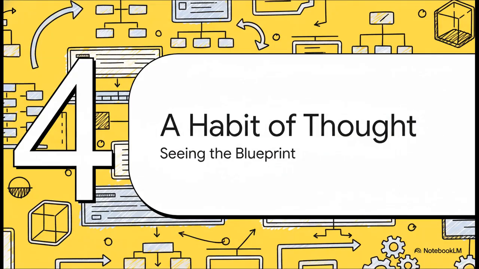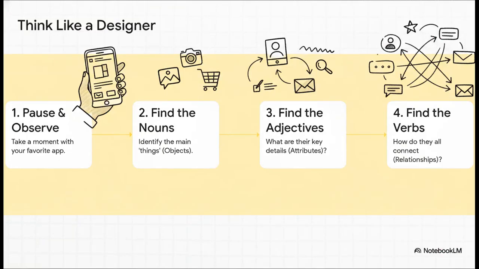You know, the really wonderful thing about understanding this is that it gives you a whole new way of seeing the digital world. This isn't about learning to code. It's about developing a habit of thought, a way of seeing the hidden structure in the technology you use every single day. So here's a simple little exercise. Next time you're on your favorite app, just pause for a second. Ask yourself, okay, what are the main nouns here? The objects. Then, what are their adjectives, their attributes? And finally, what are the verbs, the relationships that connect them all?